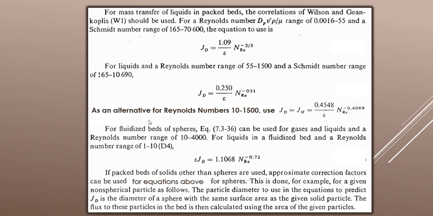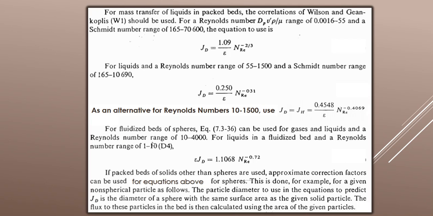As an alternative for Reynolds number in the range of 10 to 1,500, we could also use J sub D and J sub H, which is equal to this. That is, if there's no way for us to determine the exact value of the Schmidt number. But if we do have it, then we can determine both the Reynolds number and the Schmidt number and check which of these two equations we can use. But if there's no way of determining the Schmidt number, then we can use this expression as long as the Reynolds number is within 10 to 1,500.